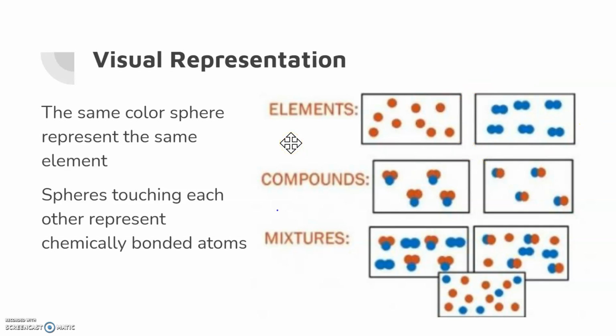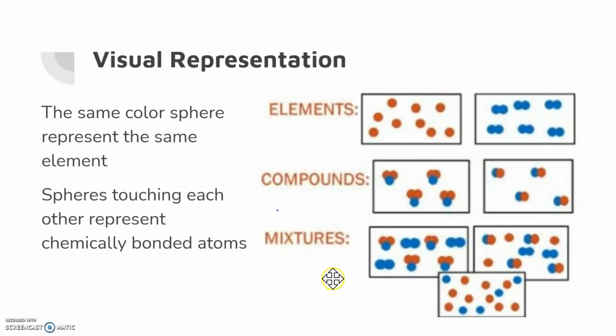Compounds have to have different elements bonded together. So when the spheres are touching each other, that represents a chemical bond. And here I can tell this is a compound because there are 2 different elements that are touching each other. This could be water, with the H's being the orangish spheres and the oxygen being the blue sphere. And here's another representation of a compound, 2 different elements bonded together. And this could be like HCl as a different compound.